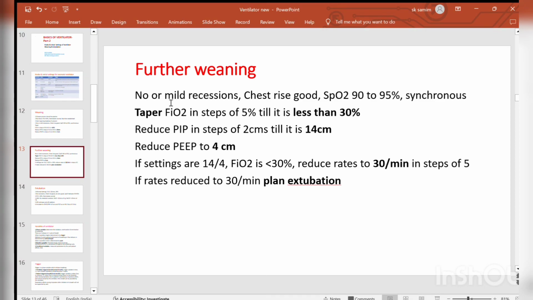Next, if there is no or mild retraction, chest rise is good, SpO2 is at least between 90 to 95%, then we can again taper the FiO2 in steps of 5% till it is less than 30%. Then reduce the PIP in steps of 2 cm till it is 14 cm. Then reduce PEEP to 4 cm. If settings are 14 by 4, FiO2 is less than 30%, reduce the rate to 30 per minute in steps of 5. If rate is reduced to 30 per minute, plan for extubation.